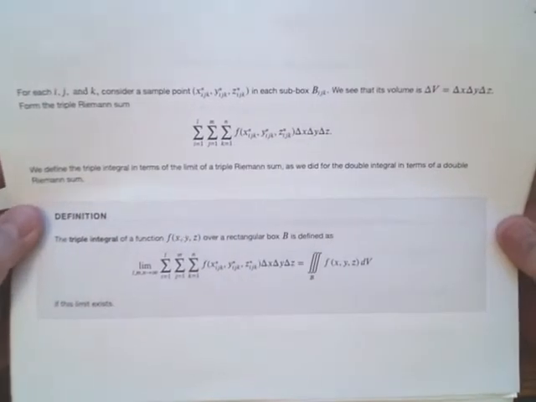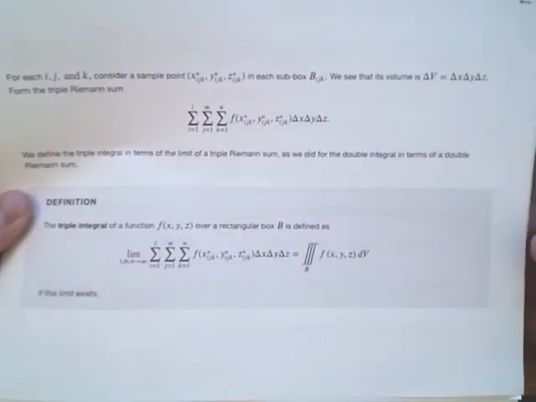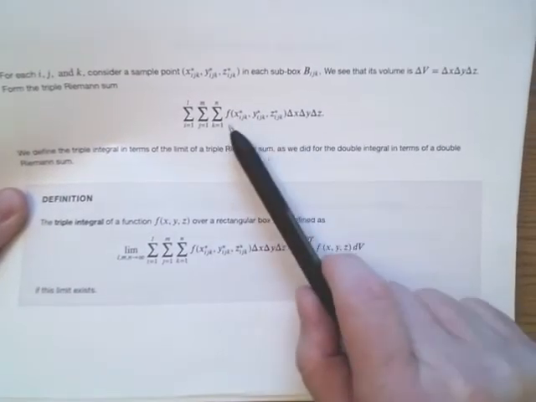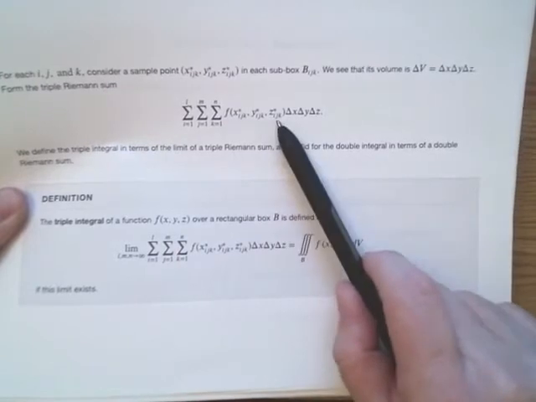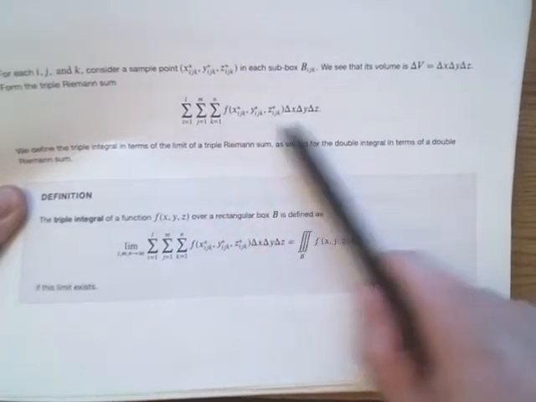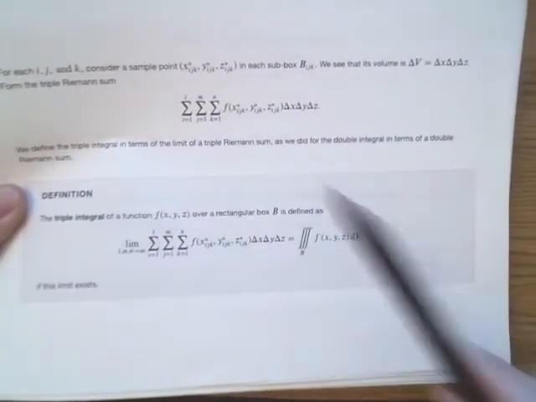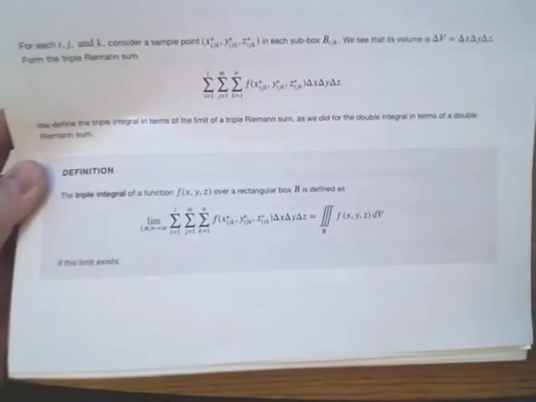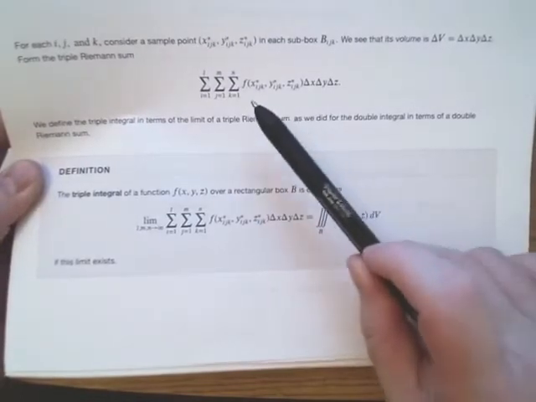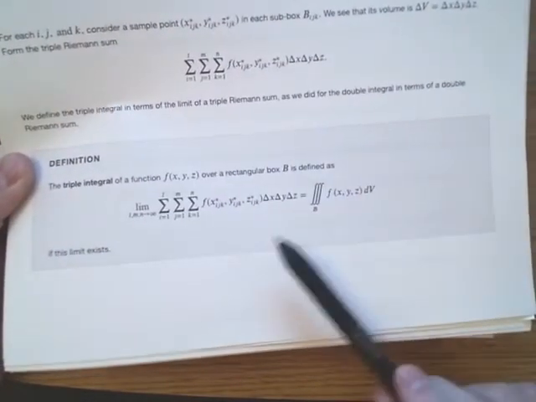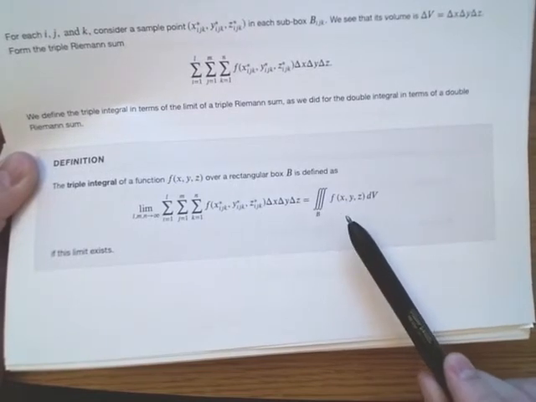What are you going to do? You're going to create a triple Riemann sum. We have some supposedly continuous function of the three variables x, y, and z, and we're going to evaluate that f at each of those sample points, multiply by the differential volume, delta V, and then add all those up. You notice that triple summation here. Then, like I said, we're going to take the limit as the norm of the partition, that is the length of the largest side in any of the three dimensions, goes to 0. And what we end up with as a definition is this triple integral idea.